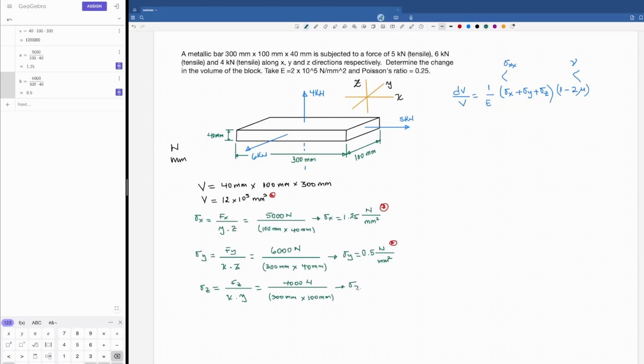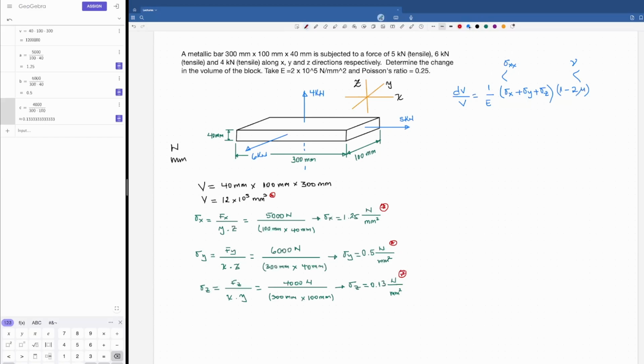Which means that this stress equals what? Let's go to the calculator. It's going to be 4,000 divided by 300 times 100. That's 2 divided by 15, which translates into 0.13 newtons per square millimeter. And this is another factor. And I already got everything to do it.